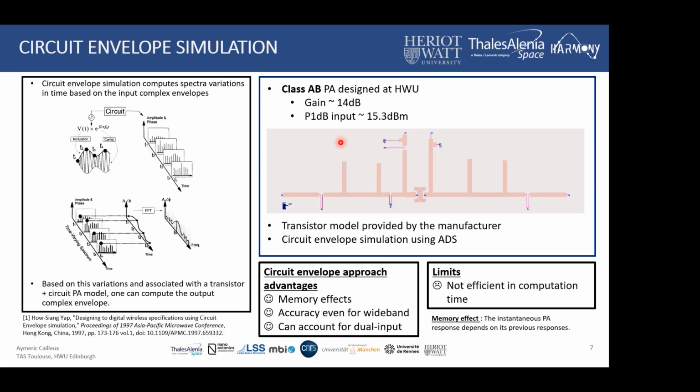That's basically what we did with this class AB power amplifier designed at Heriot Watt University, and that Jiayu will present later. And you can see here that we have different microstrip lines, and we also have the transistor model from the manufacturer. And due to that, and with the circuit envelope simulation approach, we're able to have a very interesting model because it takes into consideration memory effects, which means that the instantaneous power amplifier response also depends on the previous responses. And this model is very accurate, even for wideband application, and can account for dual input, so a complex envelope both at the input and output ports of the power amplifier.